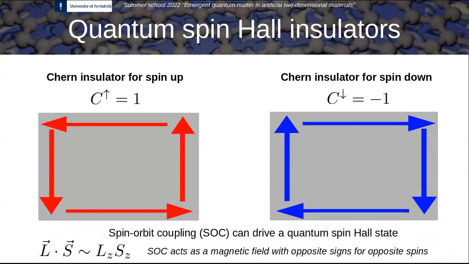All right, so this is essentially the picture that we have. We want Chern number 1 for one channel, Chern number -1 for the other channel, and essentially the idea is that spin orbit coupling is capable of generating a mass that is spin dependent. Or if you want to think in terms of internal magnetic fields, you can think that this term in the spin orbit coupling, Lz times Sz, generates a magnetic field that is spin dependent. So this is a very simple way of understanding why spin orbit coupling drives quantum spin Hall states, which simply comes from the fact that the angular momenta can be thought of as an internal magnetic field, and the spin orbit coupling creates an internal magnetic field that is spin dependent.